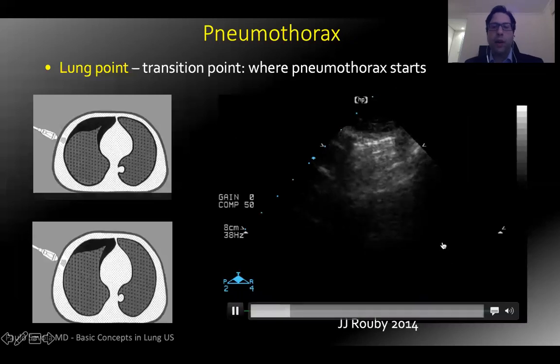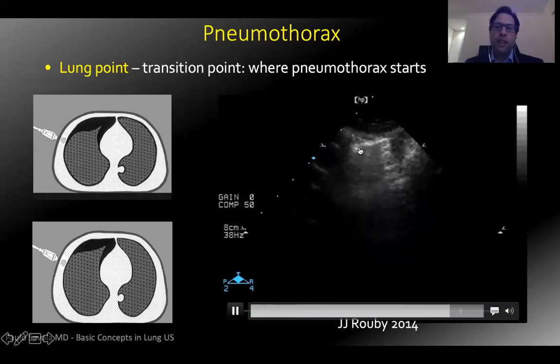And this is the lung point, okay? Look how beautiful this is. In the intercostal space, you see that half of the lung is moving, but the other half of the lung is not moving. So this is the lung point, where the pneumothorax starts.